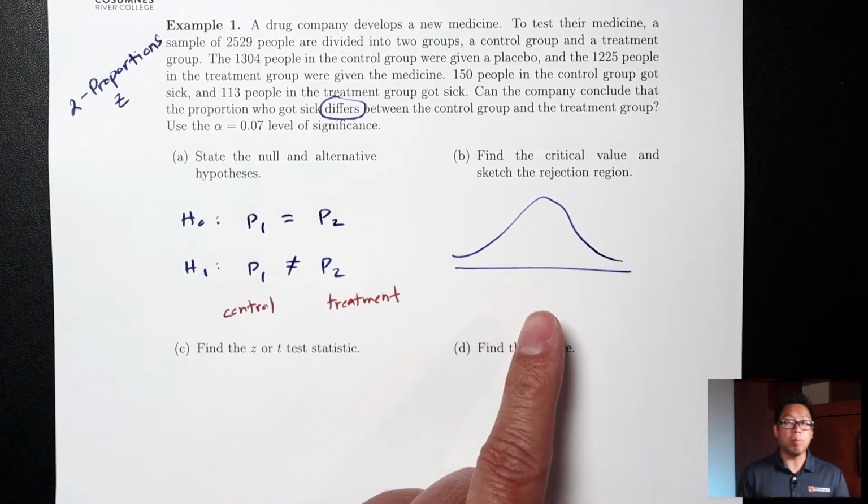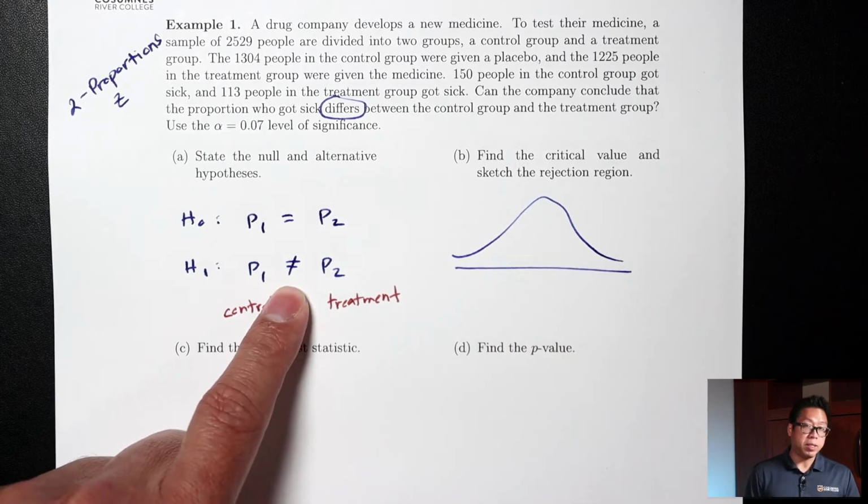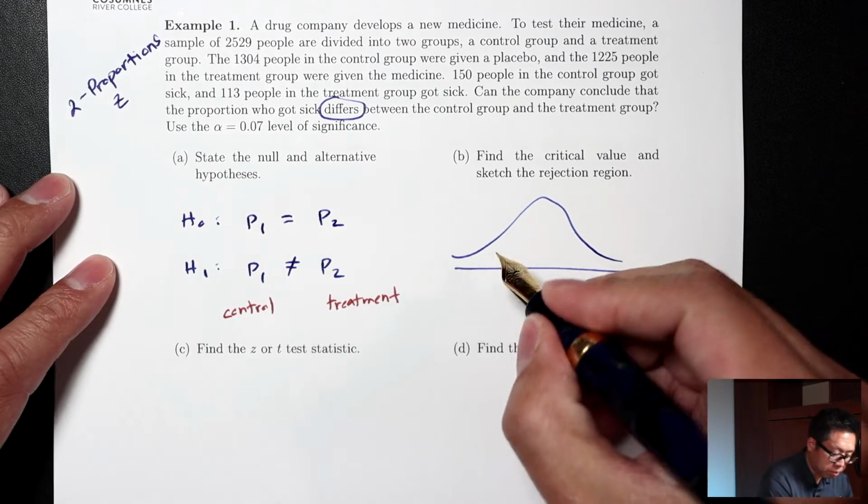The picture will either be shaded to the left, shaded to the right, or two tails. If it's a less than here, it will be to the left. If it's a greater than, it will be to the right. Not equals will be two tails.